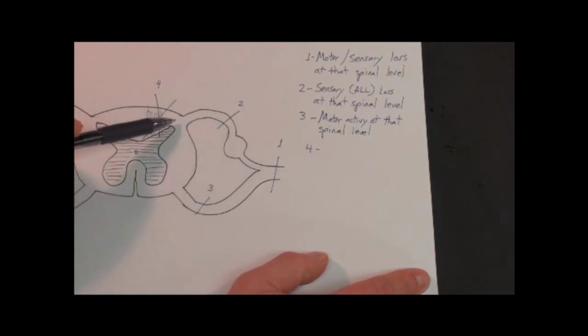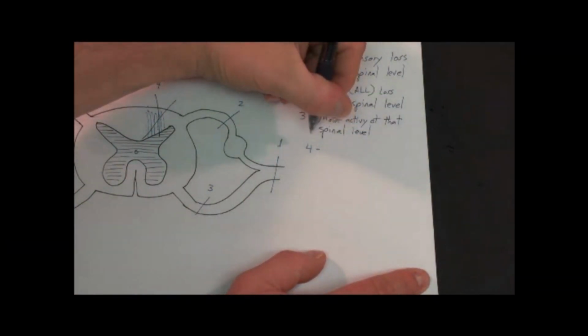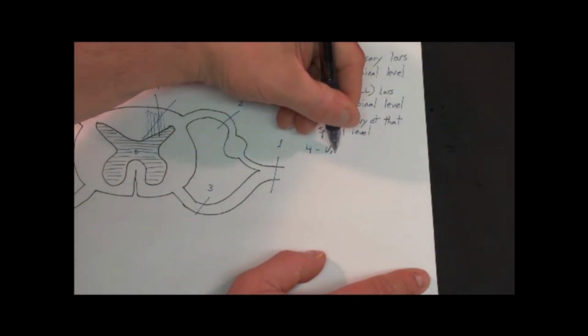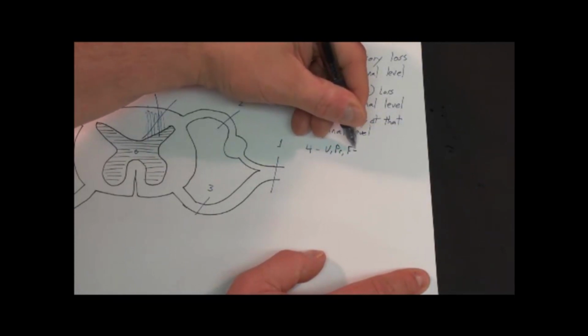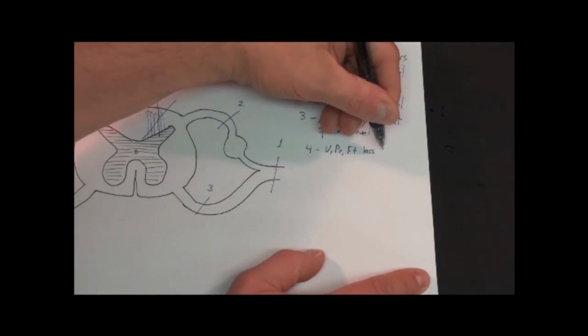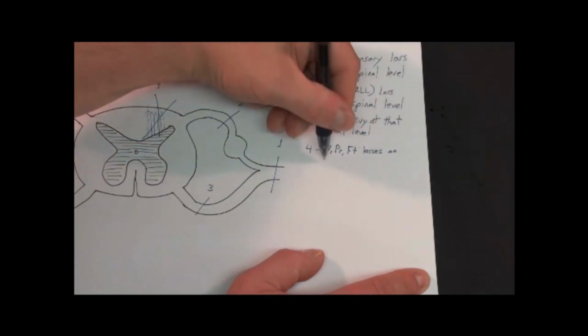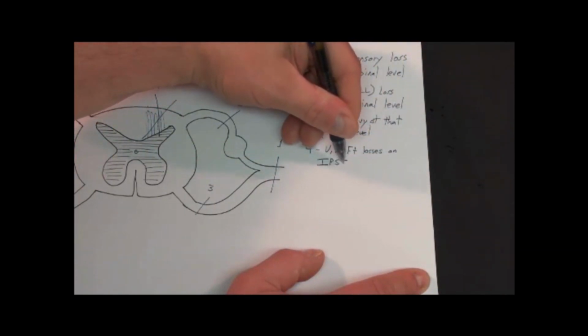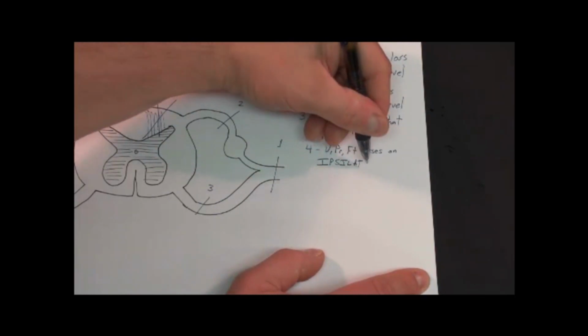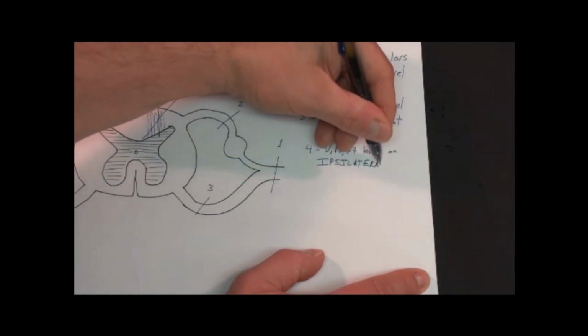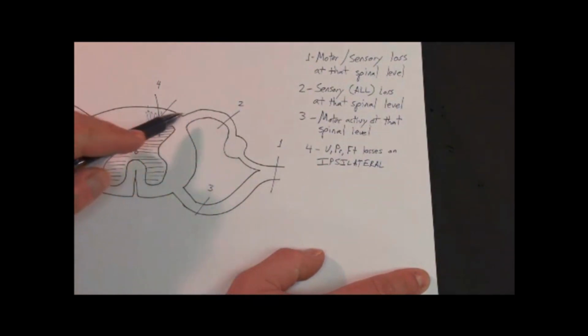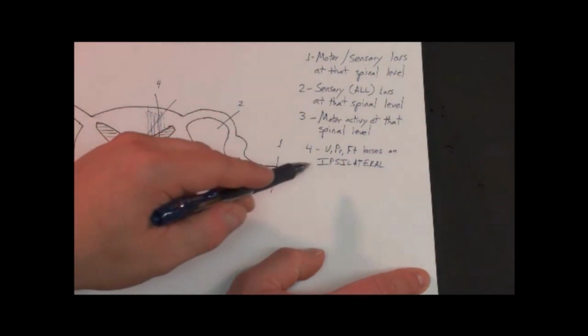But any info that's trying to make it up through the dorsal columns is now going to be lost. And that's going to result in vibration, proprioception, fine touch losses on the ipsilateral side. And that is important. Ipsilateral, because it's sensory and it hasn't decussated yet. So any lesion here affects your perception of information coming from that side.